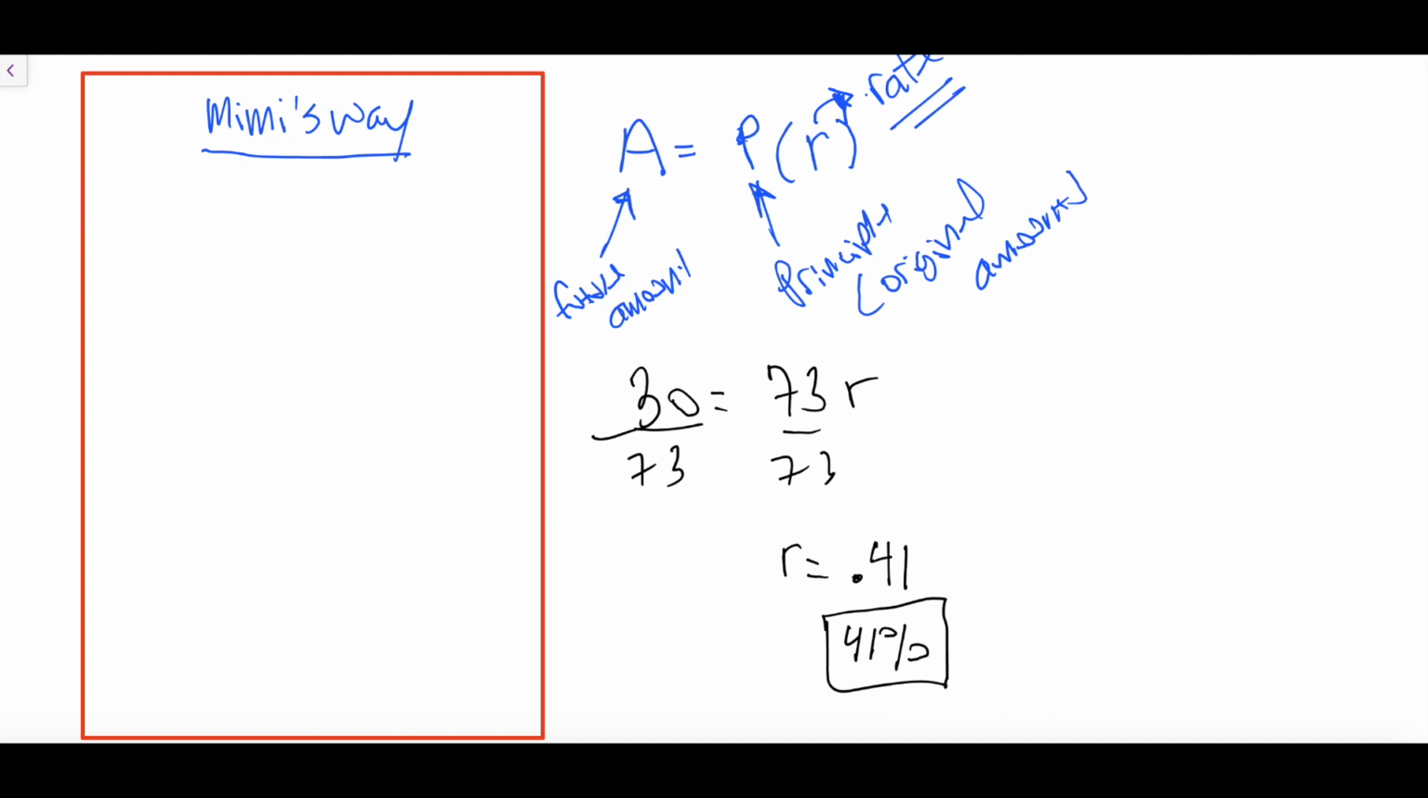So Mimi's way does not work with percent change problems. Will not work with percent increase. Will not work with percent decrease. This way, when I teach it to you, will work with everyone. But Mimi's way is kind of cool, so here we go.